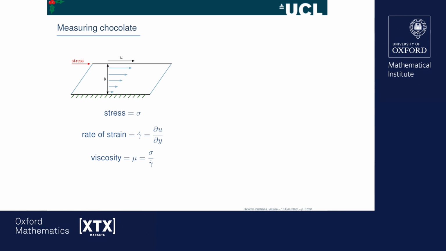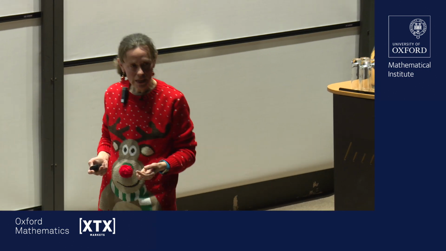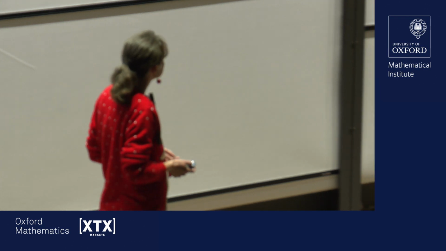And then you can define the viscosity, the thickness of the material, by just dividing the stress by the shear rate. And in practice, this is done usually in a Couette rheometer. So you rotate the middle thing, and you can see where the chocolate is. The thin layer of chocolate between the inner cylinder and the outer cylinder undergoes a shear flow, and you can measure the torque that you have to apply to make the inner one go round, and that gives you a measure of the viscosity.